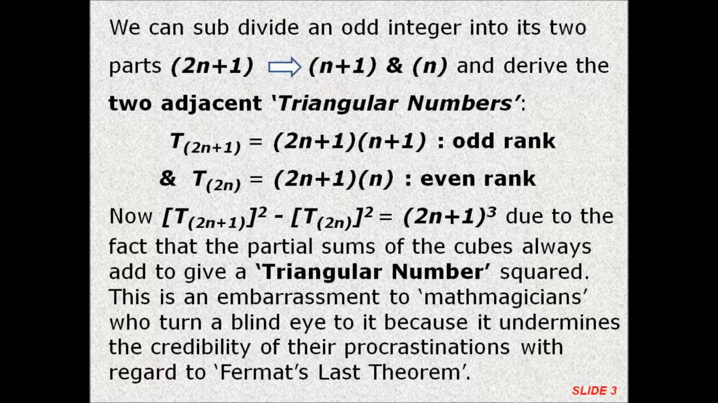We can subdivide an odd integer into its two parts, n plus 1 and n, and derive the two adjacent triangular numbers: triangular number of odd rank, 2n plus 1 times n plus 1, and triangular number of even rank, 2n plus 1 times n. Now, triangular number of odd rank squared minus triangular number of even rank squared is equal to 2n plus 1 cubed, due to the fact that the partial sums of the cubes always add to give a triangular number squared.